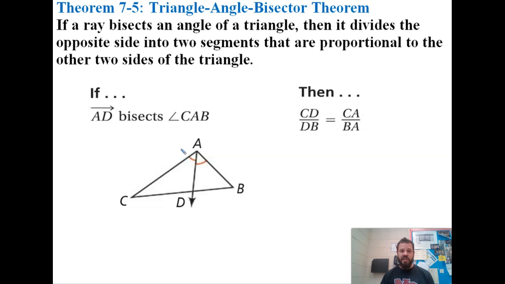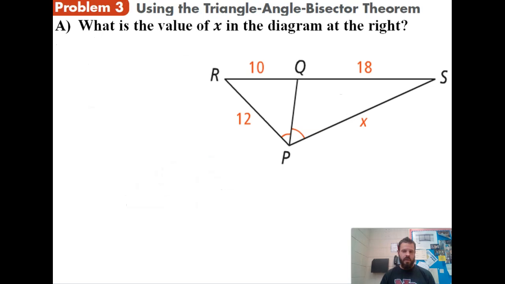Okay, so if I have a larger triangle, ABC, and I draw an angle bisector, a ray that divides that angle into two congruent parts, this theorem is telling me that the opposite sides will be split proportionally to the other two sides. Okay, so in other words, we get the same result. We could say CA over CD is equal to BA over BD. Let's take a look at a problem using that triangle angle bisector theorem.